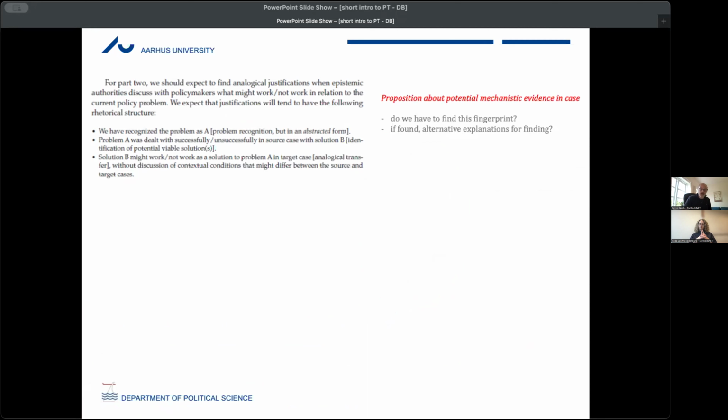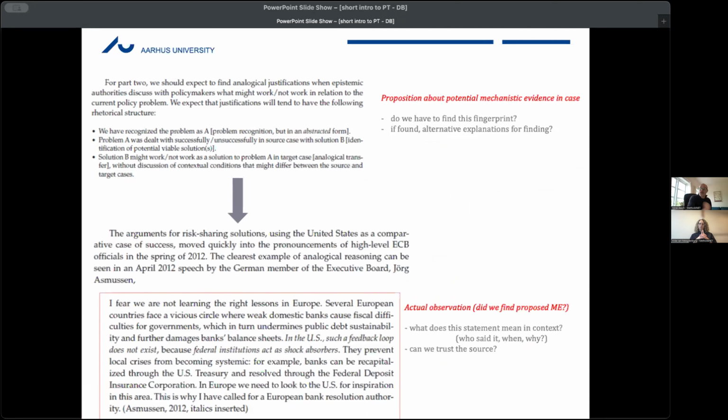And then you have to actually go out and look at sources. Then you would have an actual observation, where you would spend some time talking about, well, is this actually what I expected to find, based on my theory? Can I trust this source? What was the context within which this source gave this statement, et cetera? So process tracing spends a lot of time thinking about how we get from empirics to theory and back again.